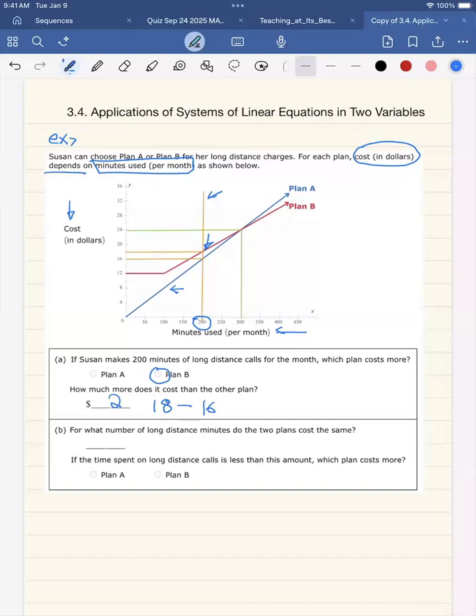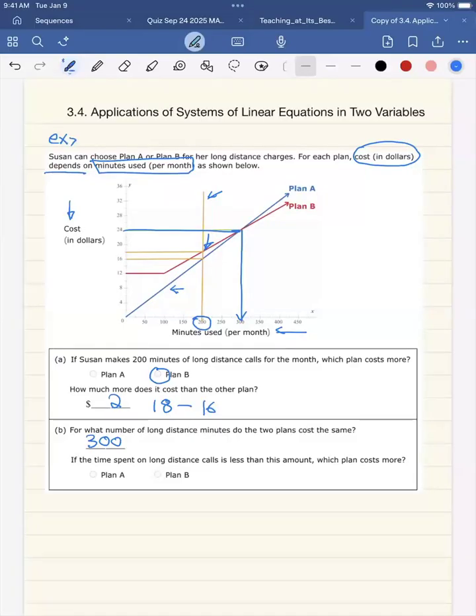For what number of long distance minutes do the two plans cost the same? They must cost the same, so they have to have the same y value, and that happens at the intersection point. So I drew the horizontal line here, and that is $24. And I drew this vertical line, and then that indicates the minutes. That is 300.